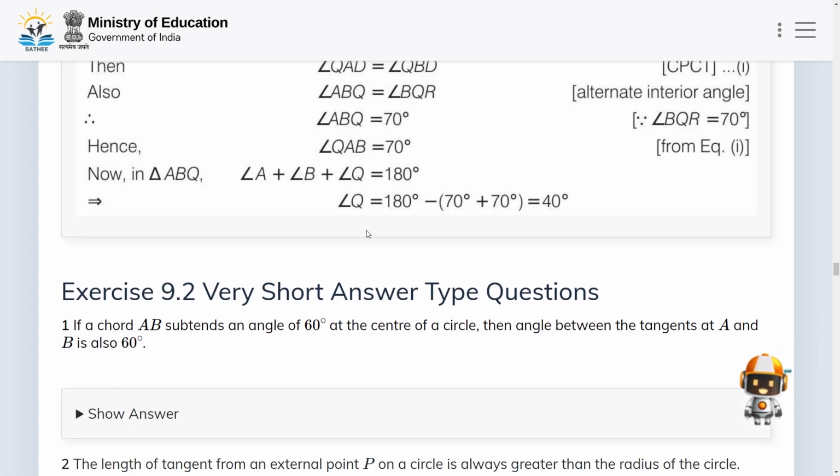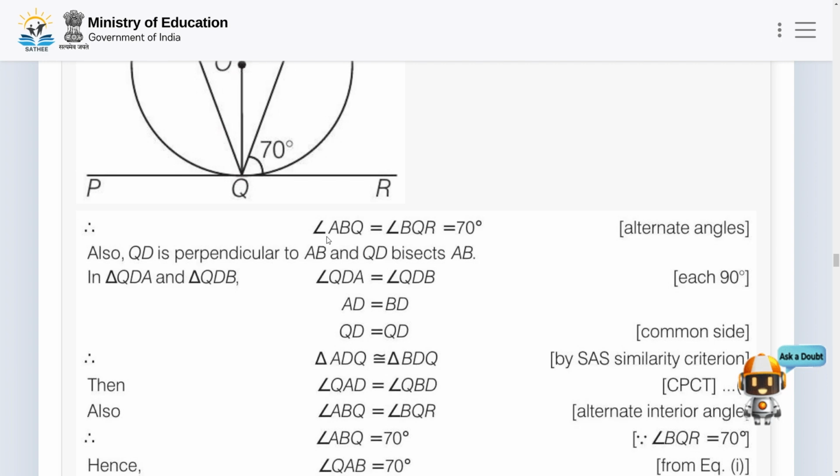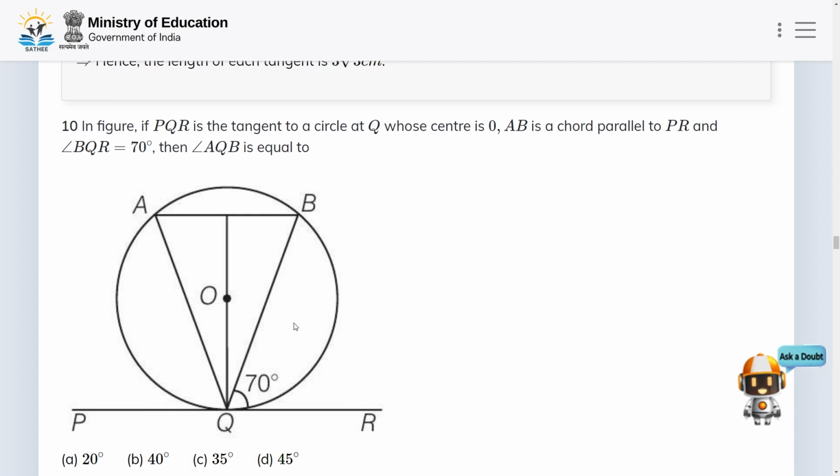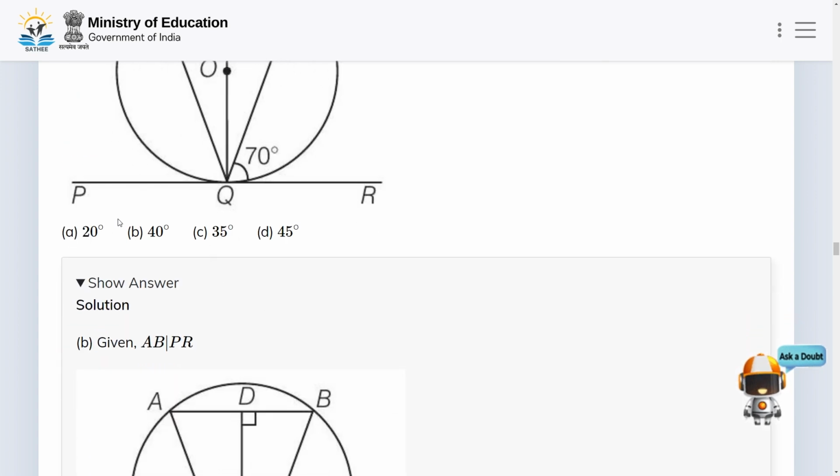Now in triangle ABQ, angle A plus angle B plus angle Q is equal to 180 degrees, and it implies angle Q is equal to 180 degrees minus 70 degrees plus 70 degrees, that is equal to 40 degrees. So angle AQB is equal to 40 degrees. The correct answer is option B. And now let us move to next problem.